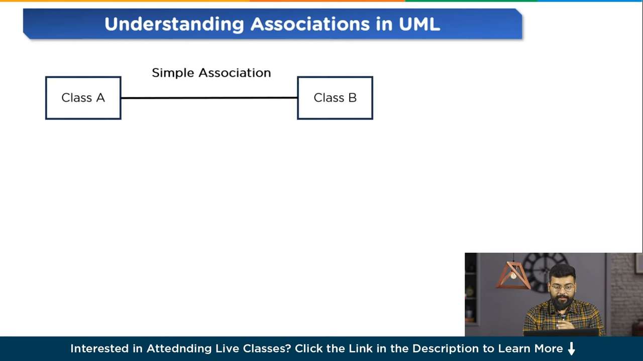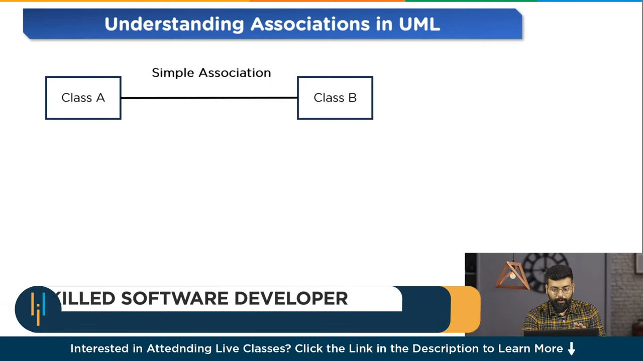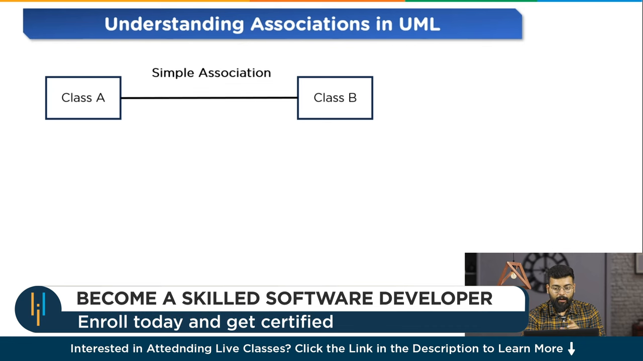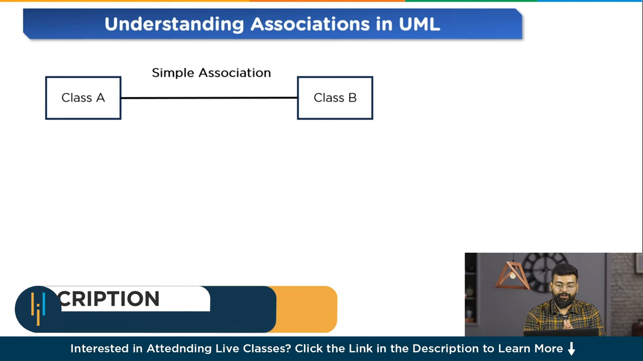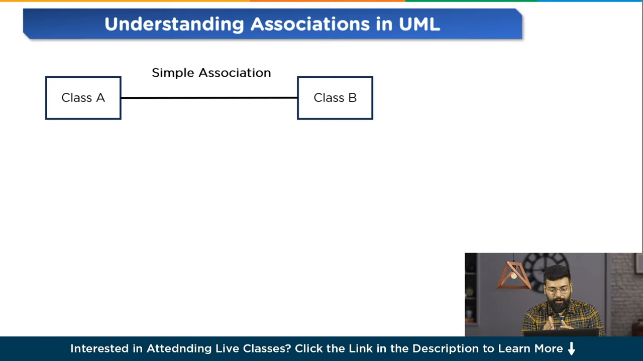So the first is simple association. So this represents a general relationship where instances of one class are connected to instances of another class. For this type of association, we usually represent this with a simple line without arrows, indicating a bidirectional or non-directional relationship. So a customer class associated with an order class. So a customer can place an order, or an order is associated with a customer. So this was about the simple association.